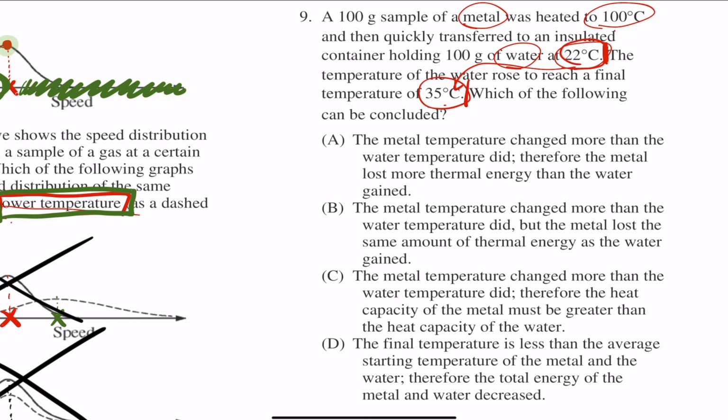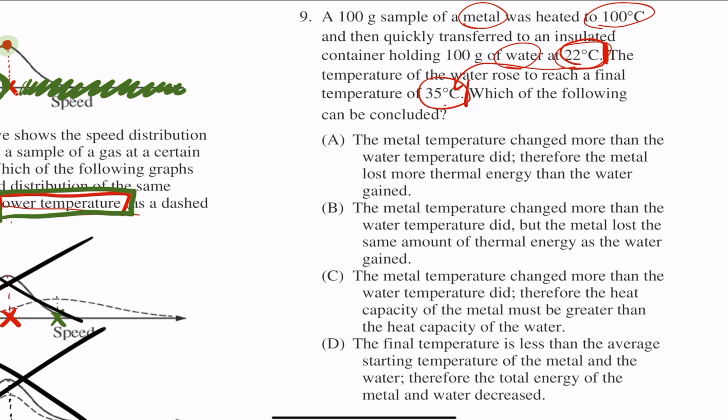Now, before I answer the question, I want you guys to understand the concept clearly, which is, well, if metal releases, let's just say, 1,000 joules of energy, well, then the water is going to gain that same 1,000 joules of energy. So in terms of the absolute amount of energy change, it should be the same for whoever's given up and whoever's taken it. So if the metal lost 1,000 joules, the water should absorb exactly that 1,000 joules.